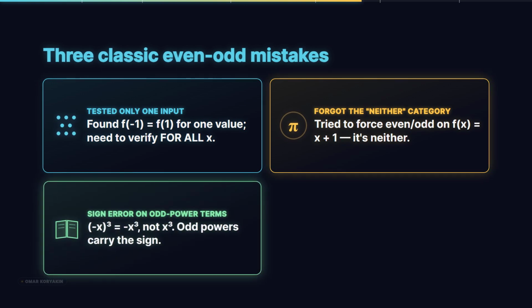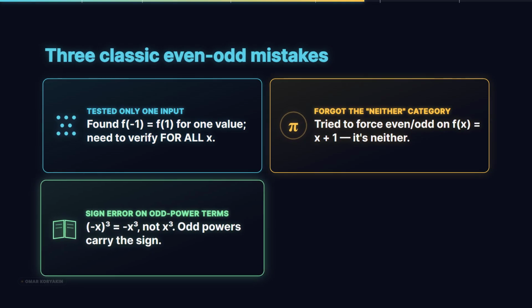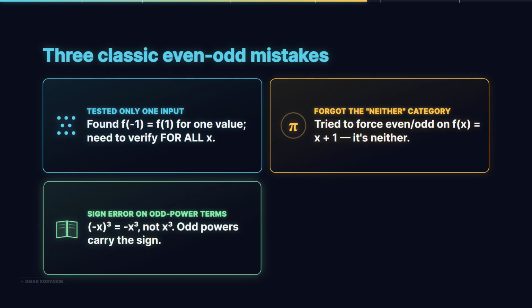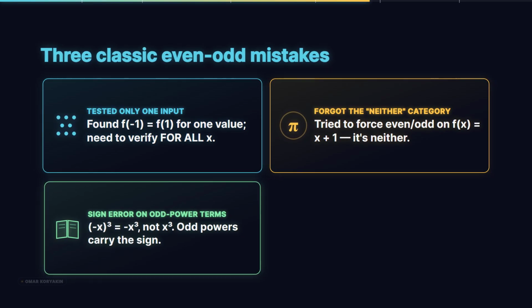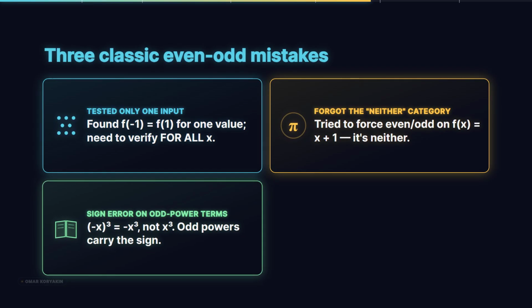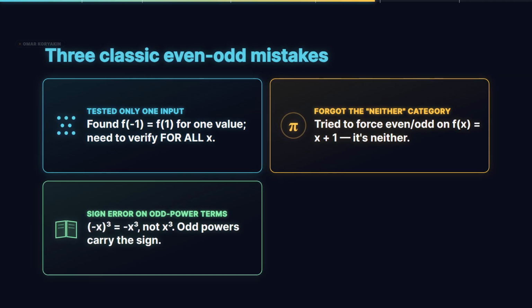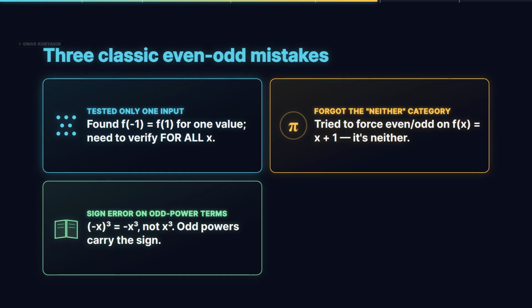Third mistake: sign error when computing f of negative x for odd power terms. A student looking at the term x cubed substitutes negative x and writes the result as x cubed instead of negative x cubed, missing that odd powers carry the sign through. The rule is that the quantity negative x raised to an odd power equals negative the quantity x raised to that power, while the quantity negative x raised to an even power equals positive the quantity x raised to that power. The fix is to write each substitution explicitly with the parentheses and apply the power carefully, especially for odd powers.